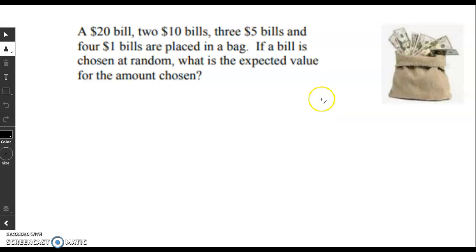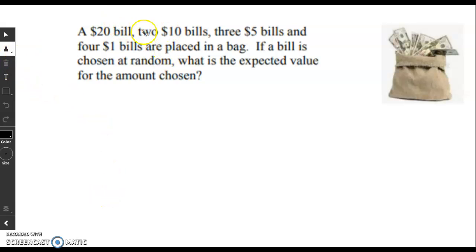All right, so the first one says a $20 bill, two $10 bills, three $5 bills, and four $1 bills are placed in a bag. If a bill is chosen at random, what is the expected value for the amount chosen? Well, if you recall, expected value is the probability times the amount that you are expected to win. So for each of these, we need to find the probability. So let's do that first.